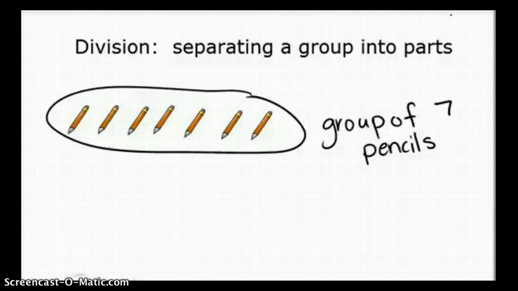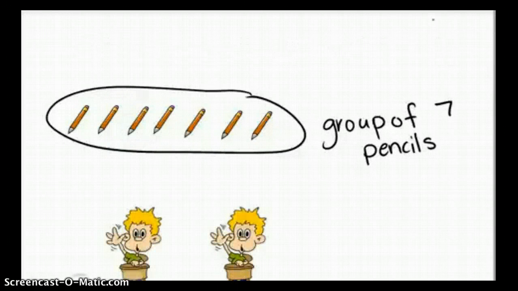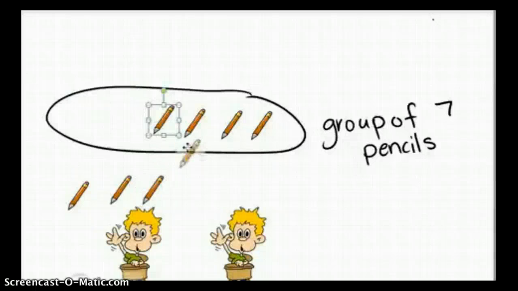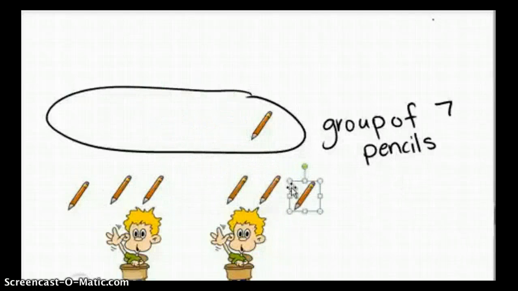So if we're looking at this problem, we see that we have a group of 7 pencils. I want to divide this group into 2 separate parts by sharing my pencils with 2 friends. So if I see this, I can now move and share my pencils with my friends so that each friend gets 3 pencils. I don't want to give one friend an extra pencil. I want my groups to be equal.